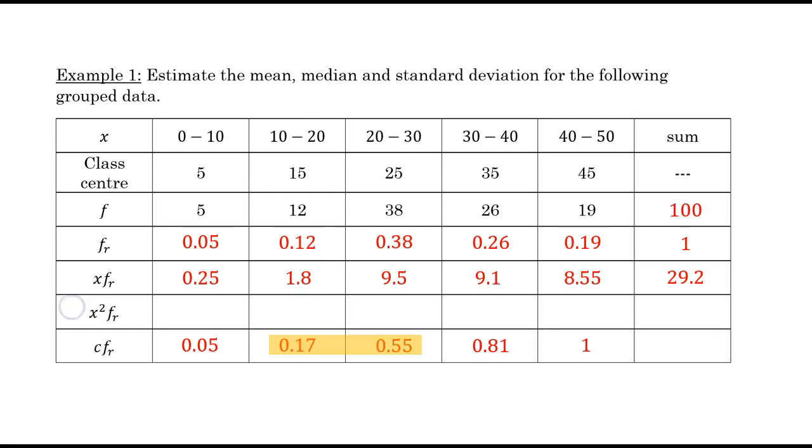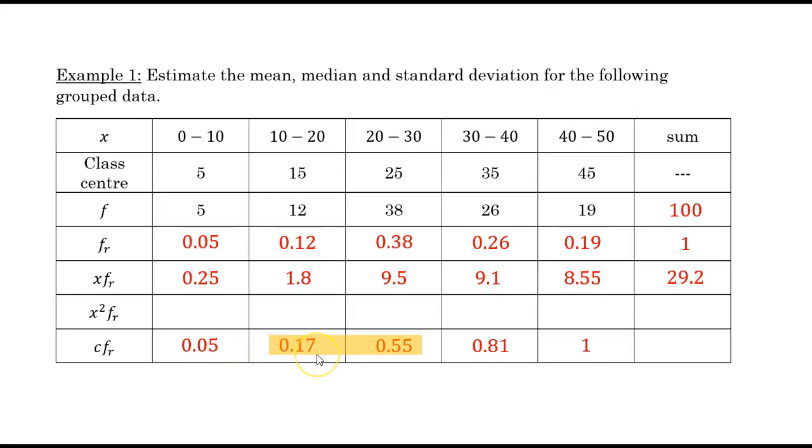Now where is 0.5? Well, the first 5% of scores were between 0 and 10. The first 17% of scores were between 0 and 20. Now the first 55% of scores were between 20 and 30. That means the point where 0.5 occurs is somewhere in this class, the 20 to 30 class.